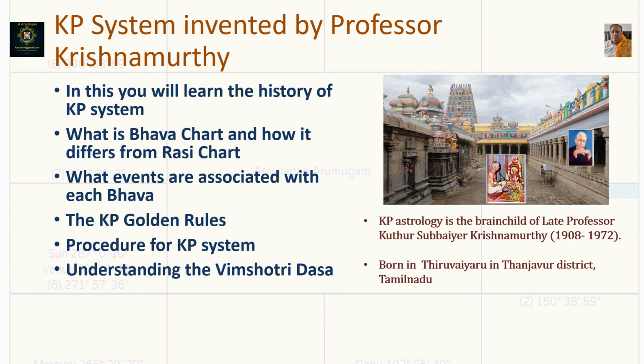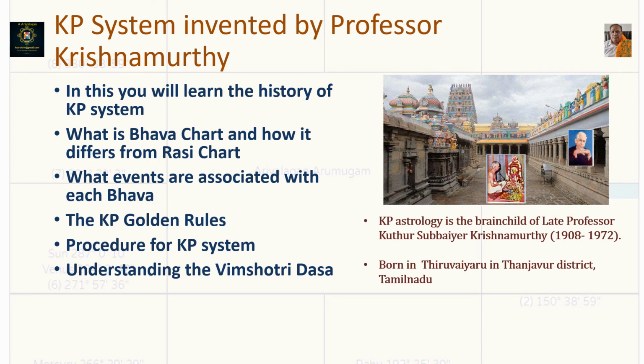And what events are associated with each Bhava? That is one important thing. And then the KP golden rules. Krishnamurti has given some rules, and these are called KP golden rules. You have to understand these rules if you really want to apply the KP system.